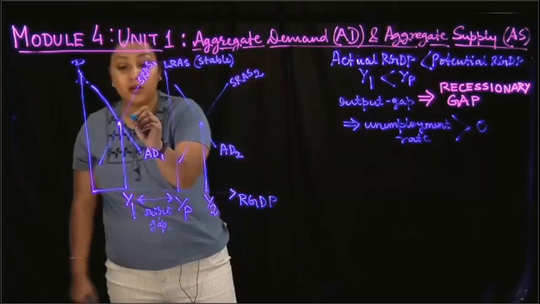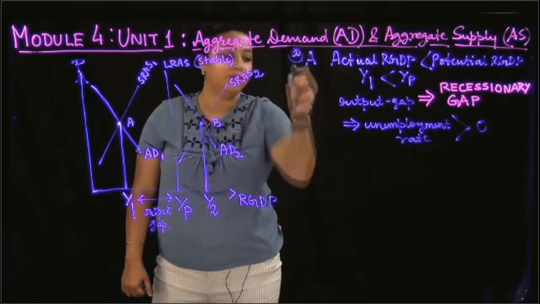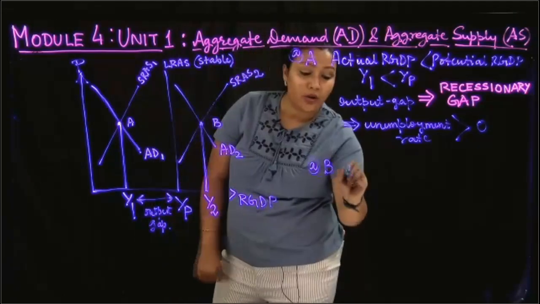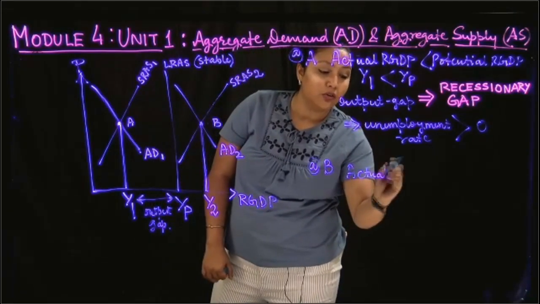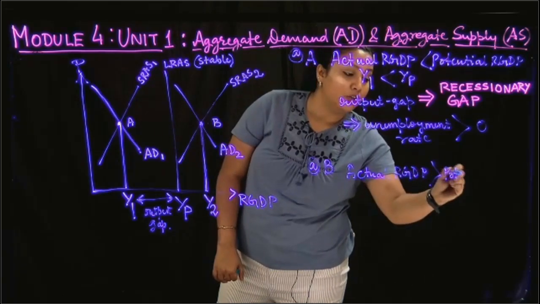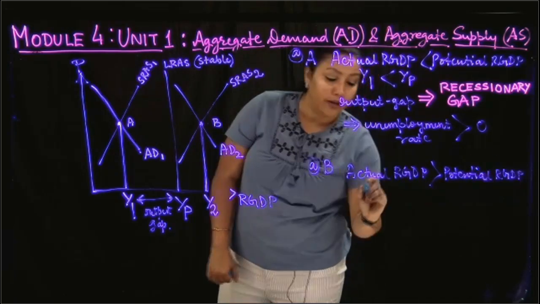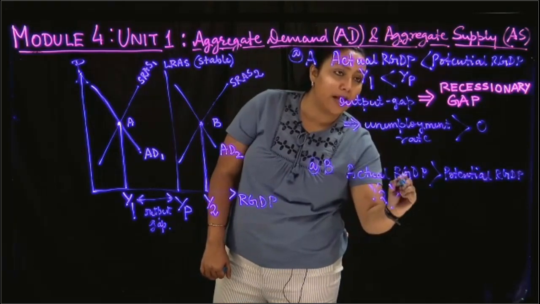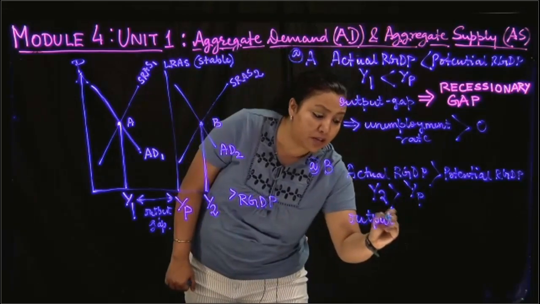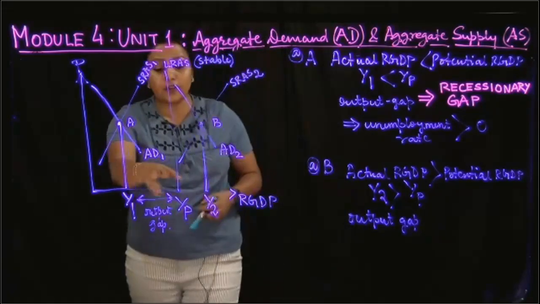Okay. Now similarly, if the country was at a point like this, let's name these points. Let's call this A, let's call this B. So this is at A. Now at B, you have a situation where your actual real GDP is greater than the potential real GDP. That's also a theoretical possibility. So your Y2 is greater than your YP. Once again, you still have an output gap. That means there is still a difference between the actual and the potential. Your country is not at its potential.